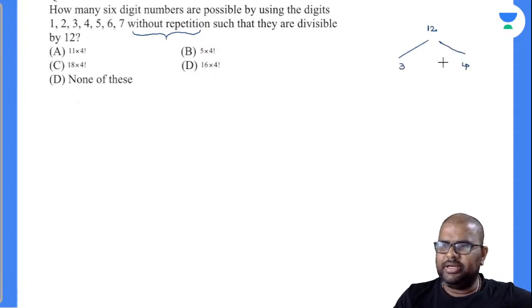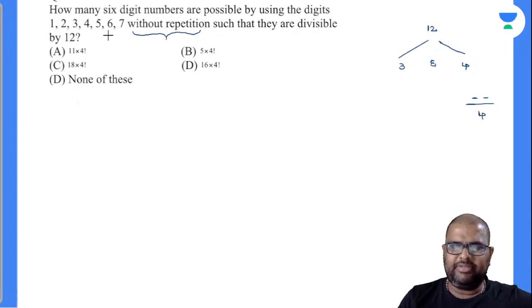So what is the divisibility rule of 3? Sum of the digits has to be divisible by 3. What is the divisibility rule of 4? The last 2 digits of the given number have to be divisible by 4. Am I right or wrong? Let's check this. How many numbers are there with you? 7 numbers are there. You should frame a 6-digit number. First of all, let us add those numbers. 1, 3, 6, 10, 15, 21, 28.